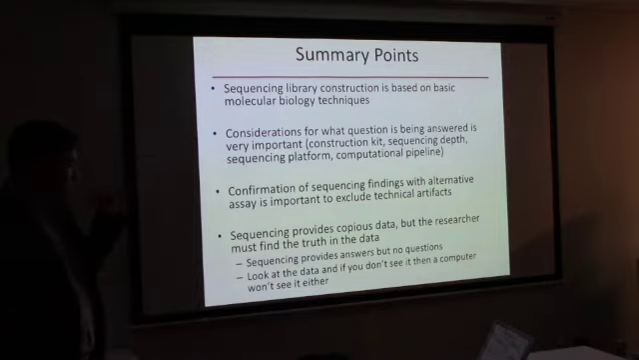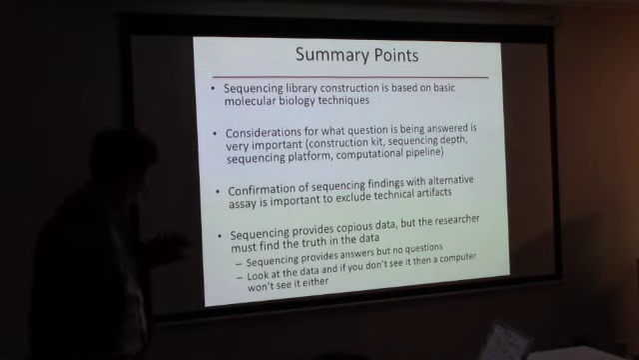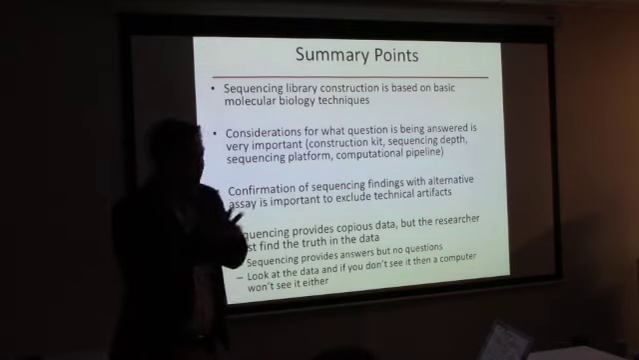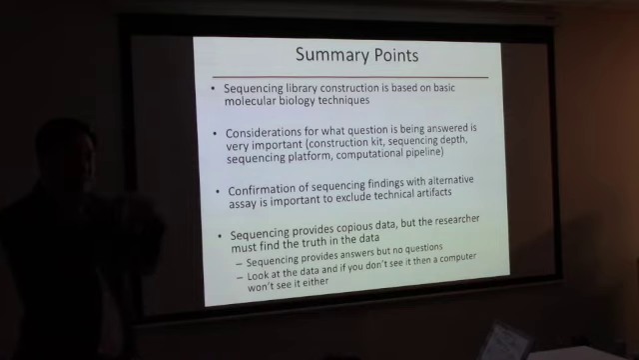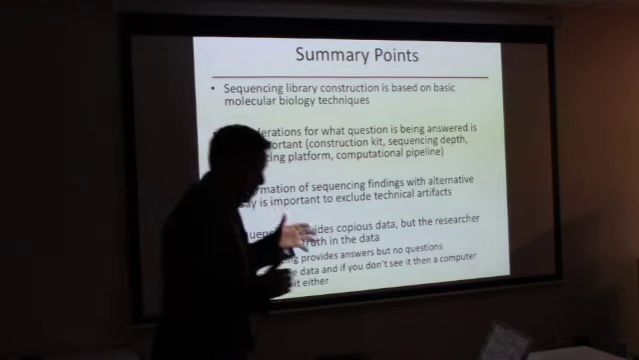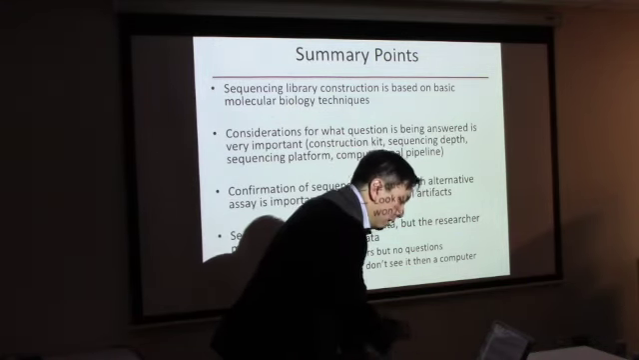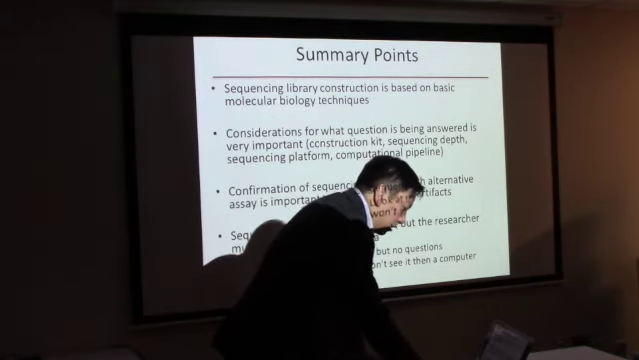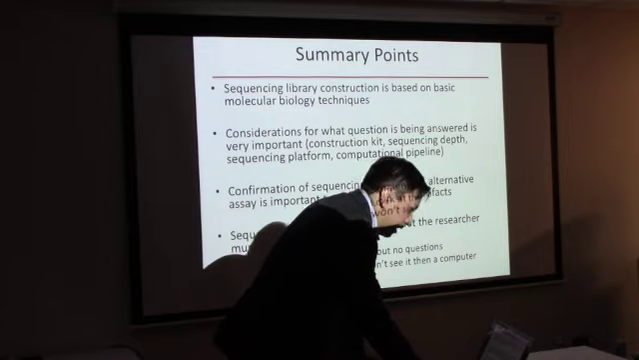So these are just the summary points. It's not actually a summary, but my point of showing all of this is that there's a lot of variation in sequencing. Sequencing is not all the same. Sequences are different, instructions are different, your questions are different, computational pipelines are different, error rates are different. Just be aware that this is not a magical machine that gives you perfect data every time.